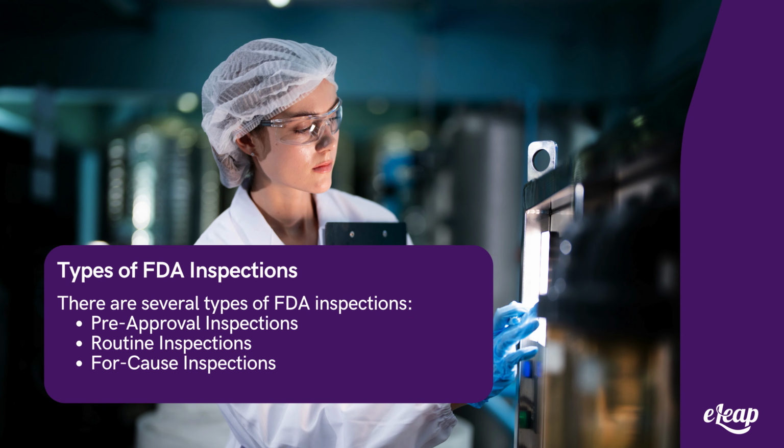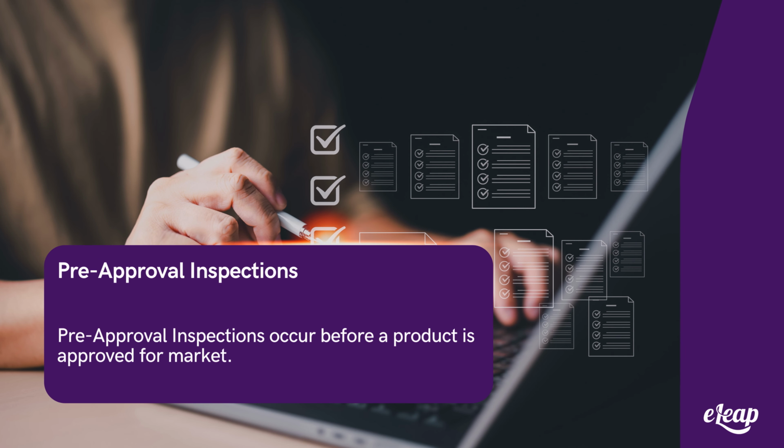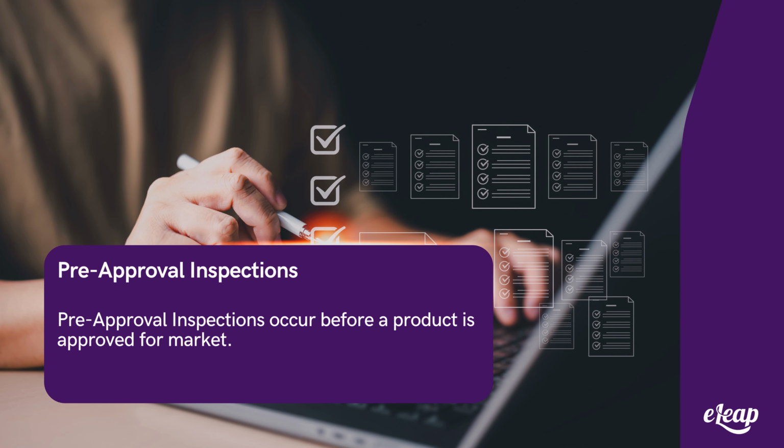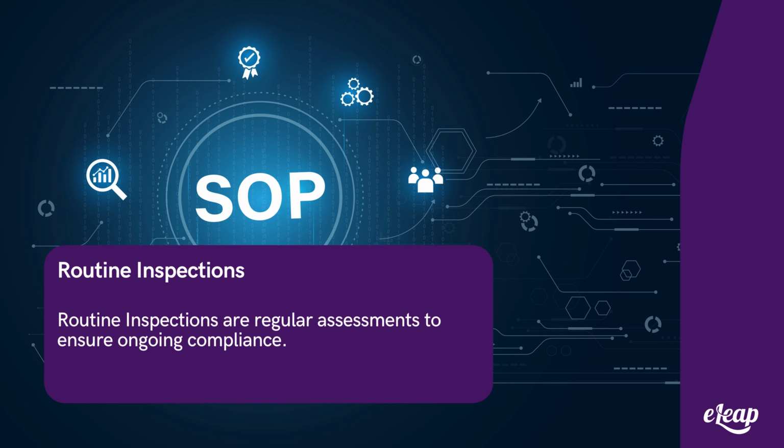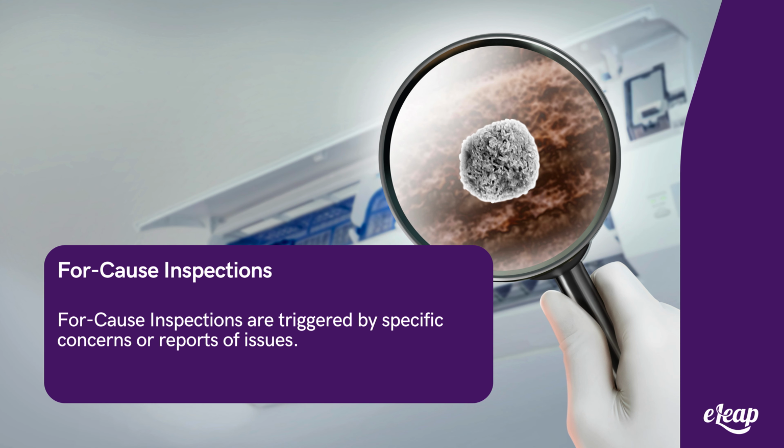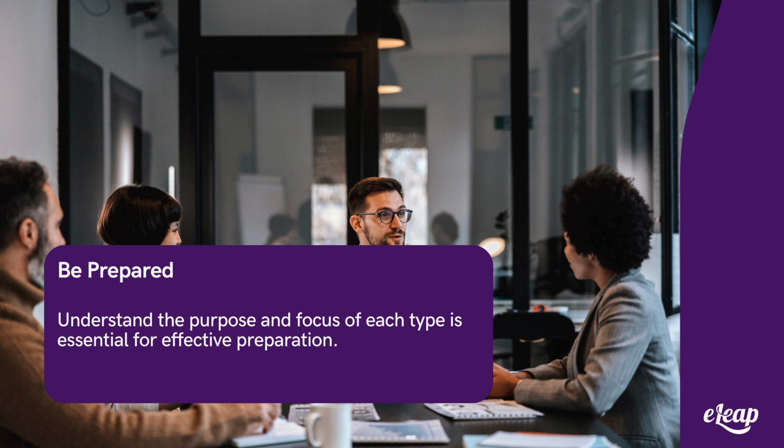There are several types of FDA inspections: pre-approval inspections, which occur before a product is approved for market; routine inspections, which are regular assessments to ensure ongoing compliance; and for-cause inspections, triggered by specific concerns or reports of issues. Understanding the purpose and focus of each type is essential for effective preparation.